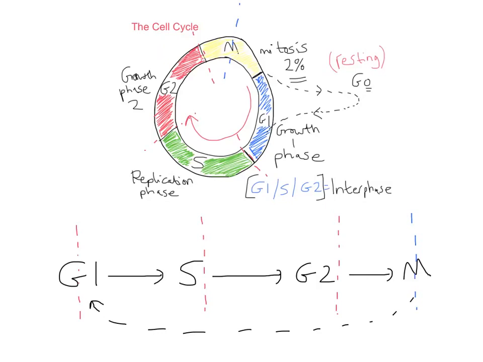and it has to continue dividing once we've reached that point. So we have 4 cell cycle checkpoints: at the end of G1, at the end of S, at the end of G2, and just before metaphase of M, mitosis. So that is ultimately our cell cycle.